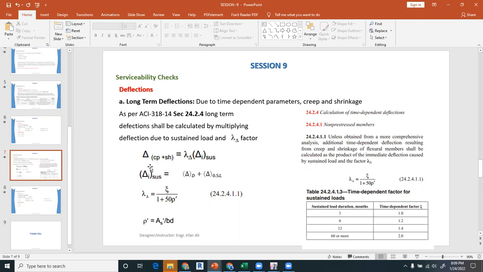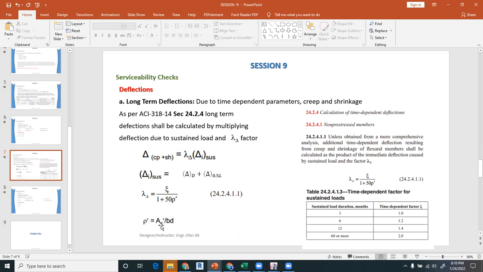So this is the equation: the total long-term deflection is the deflection due to sustained load multiplied by the factor alpha delta, right? And what is delta sustain? Delta sustain is equal to the delta due to the dead load plus 0.5, that is 50% of the live load, right? And alpha delta is equal to this factor xi divided by 1 plus 50 rho. And rho is equal to As divided by bd.